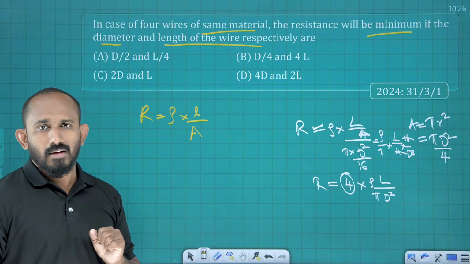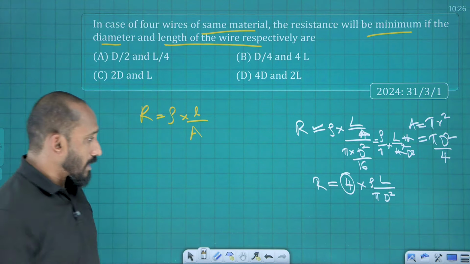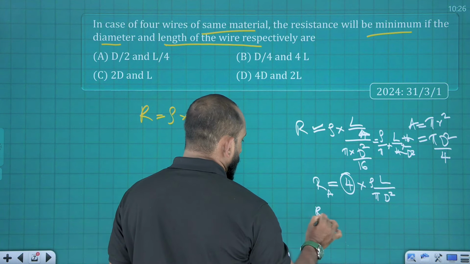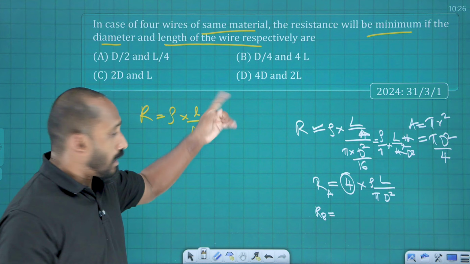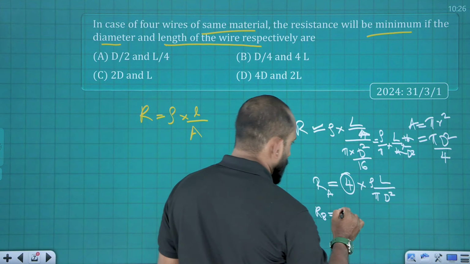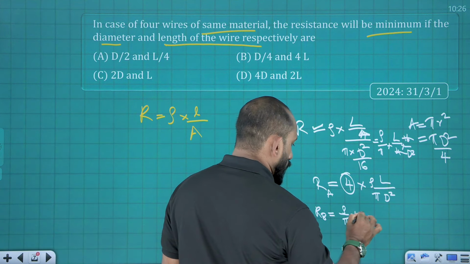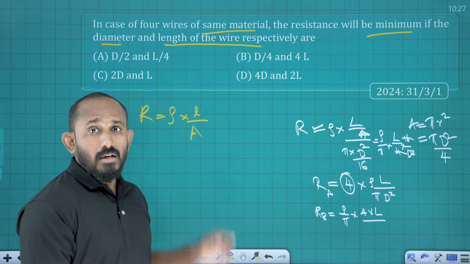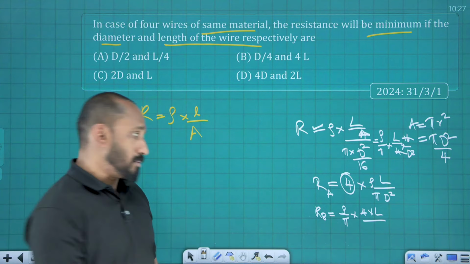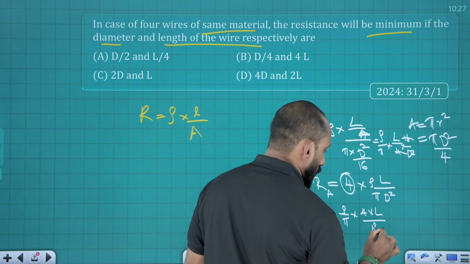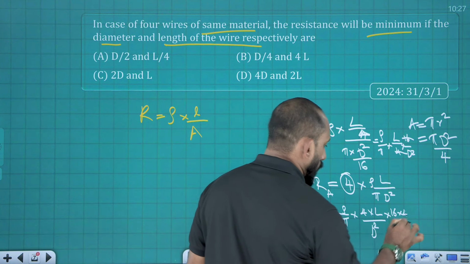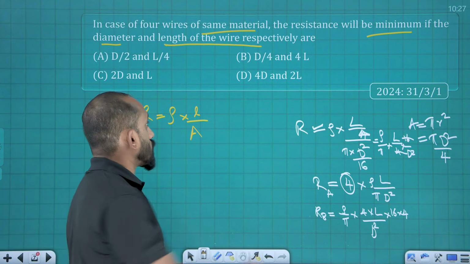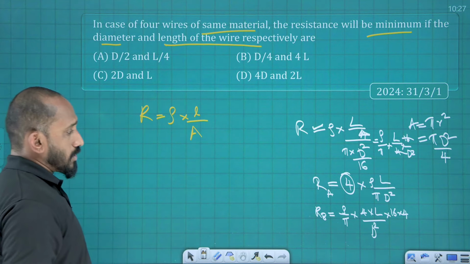Now if you substitute, you can get the others. R1 is RA. Then RB, check it. L is 4L, so it is rho by pi into 4 times L, with diameter D by 4 again. So there will be D square by 16 into 4, so it is D square into 16 into 4. That's a greater number: 16 times comes. So that is B.